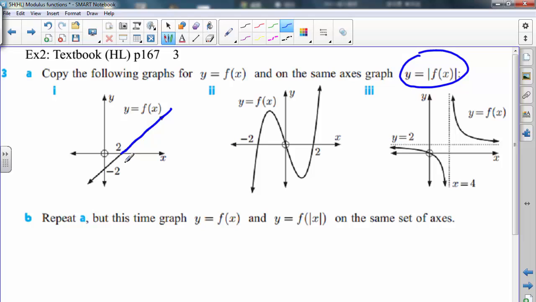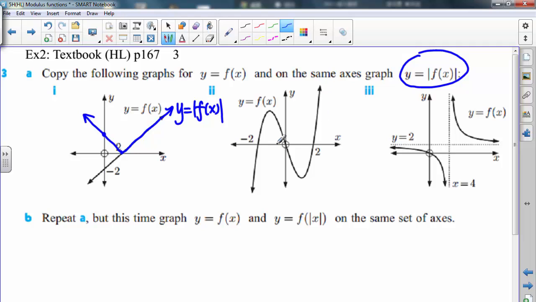For example, the first one. You keep the part above the x-axis and flip the part below the x-axis over the x-axis. So this (0, -2) becomes (0, 2). So the blue one is y equals the absolute value of f of x.